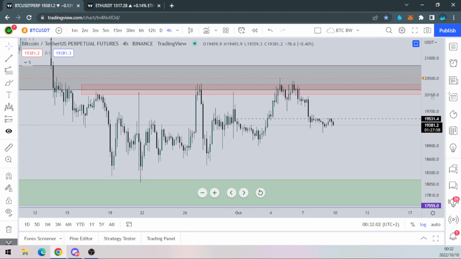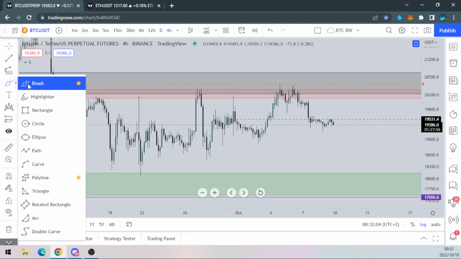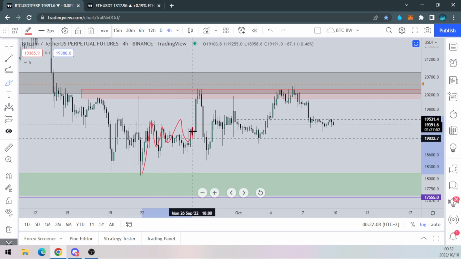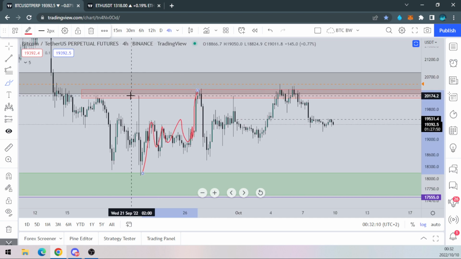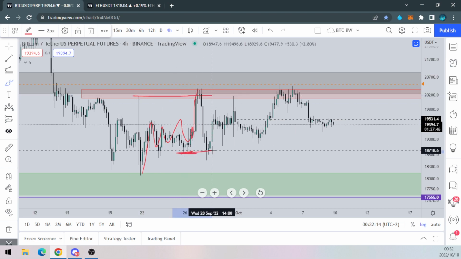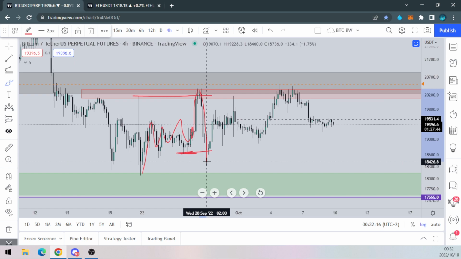Right, so we had a move up, we had the correction, and then a move up here which broke structure here. So this became the inducement level here. Price came back, took that liquidity and moved away.